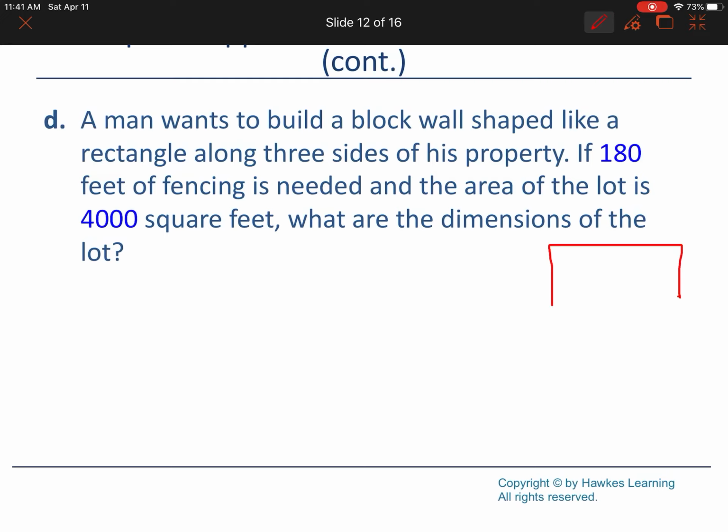180 feet of fencing is needed, and the area is 4,000. What are the dimensions? So there's the question. What are the dimensions of the lot? So that's what we need to be variables, right? We need a variable for these 3 sides of the lot. Well, 2 of them are the same. So let's just make those both x.